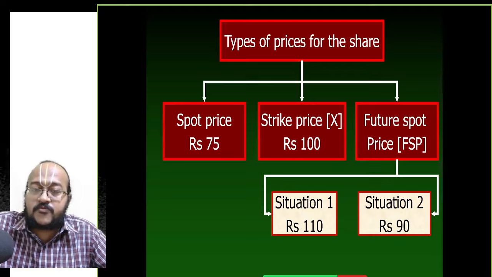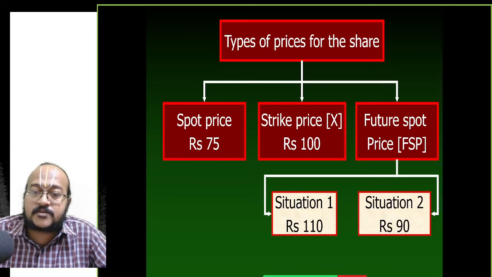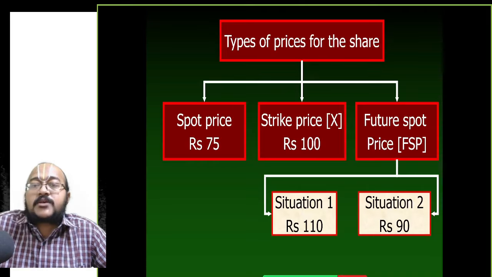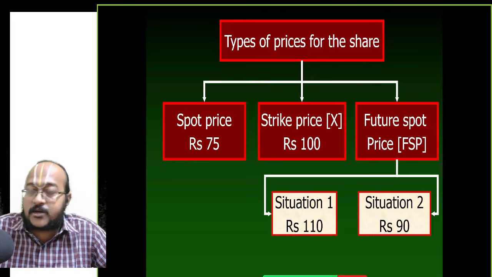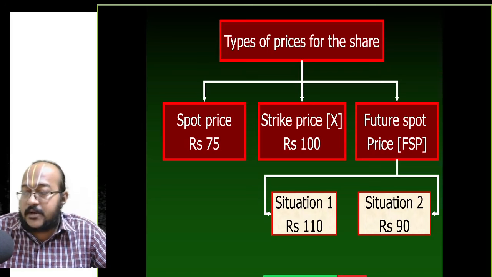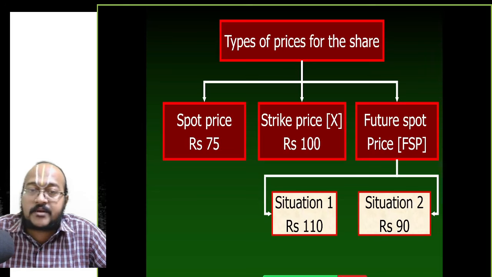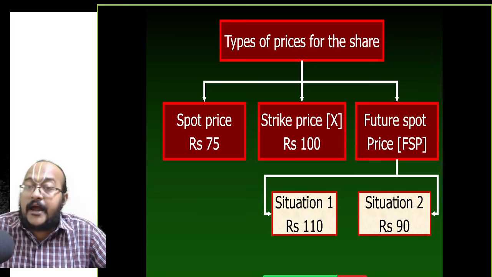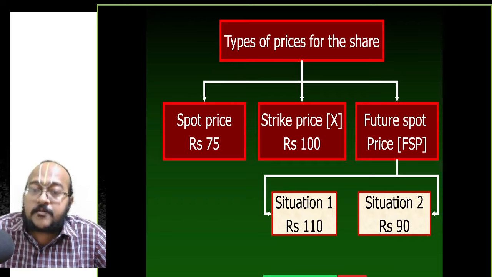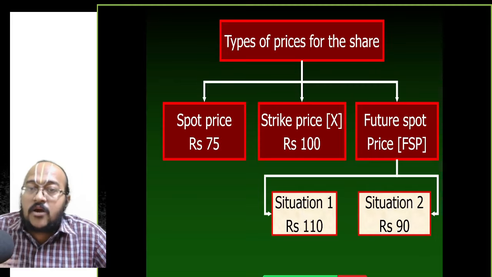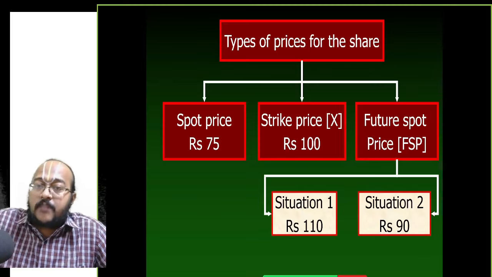See, there are three types of prices. What are the three types of prices? One is today's price for the equity shares. What is the share trading at in the market today? For X Limited, if you observe the market, the current market price is 75. And the price which is agreed upon is called the exercise price or strike price, which is 100. At that price you have the right to buy the shares.